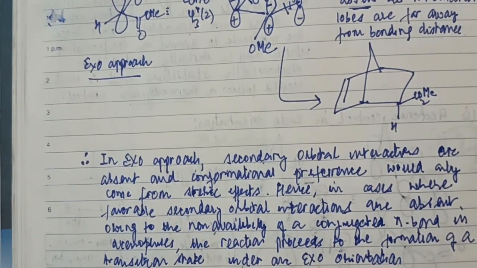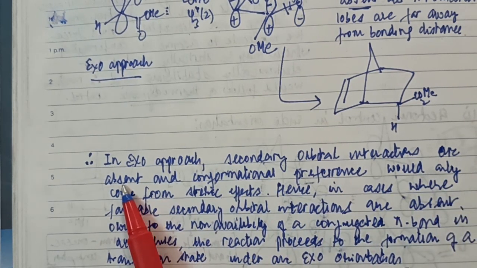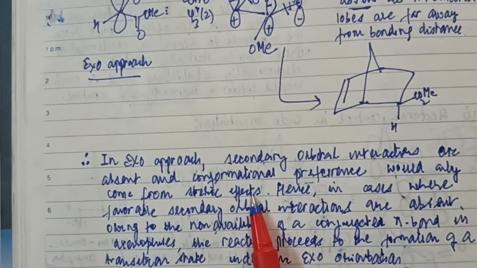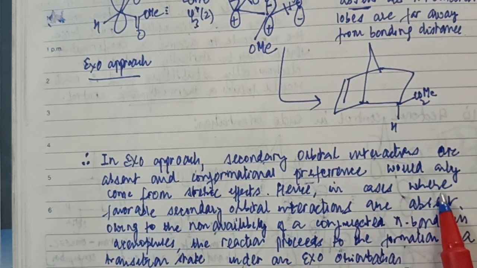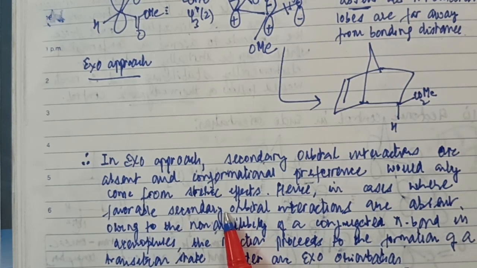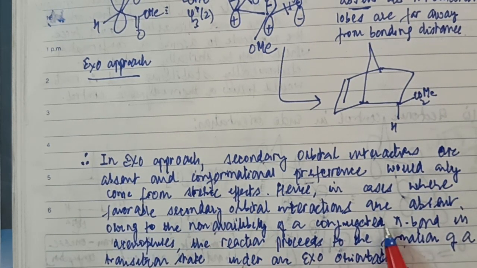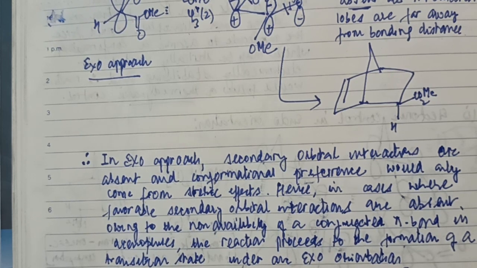Therefore, in an exo approach, the secondary orbital interactions are absent and the conformational preference would only come from the steric effect. So whatever control is there is coming from the steric effect. Hence, in cases where favorable secondary orbital interactions are absent owing to the non-availability of a conjugated pi bond in dienophiles, the reaction proceeds through a transition state under exo orientation.